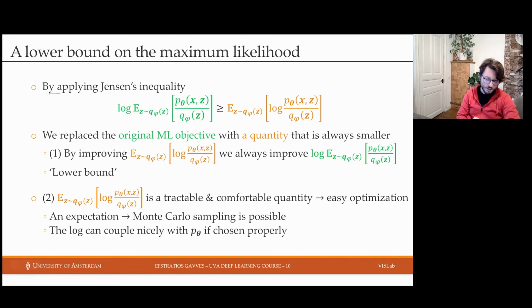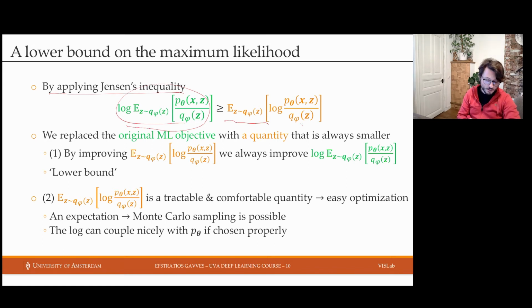How does this work for us? By applying Jensen's inequality on our learning objective, we obtain a lower bound counterpart, which is the expectation of the logarithm of the importance sampling quantity, so the logarithm of my joint likelihood over the density function that I'm learning, the importance sampling density function. And this expectation is computed with respect to my importance sampling density function.